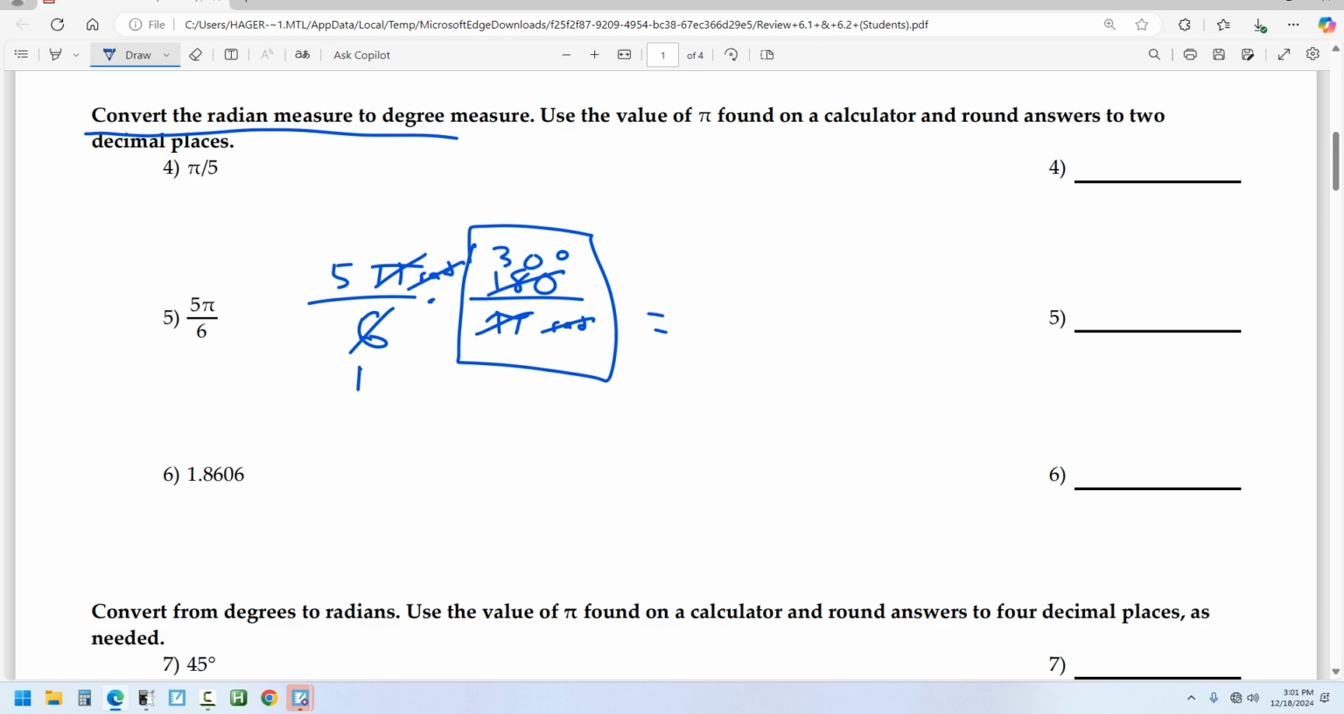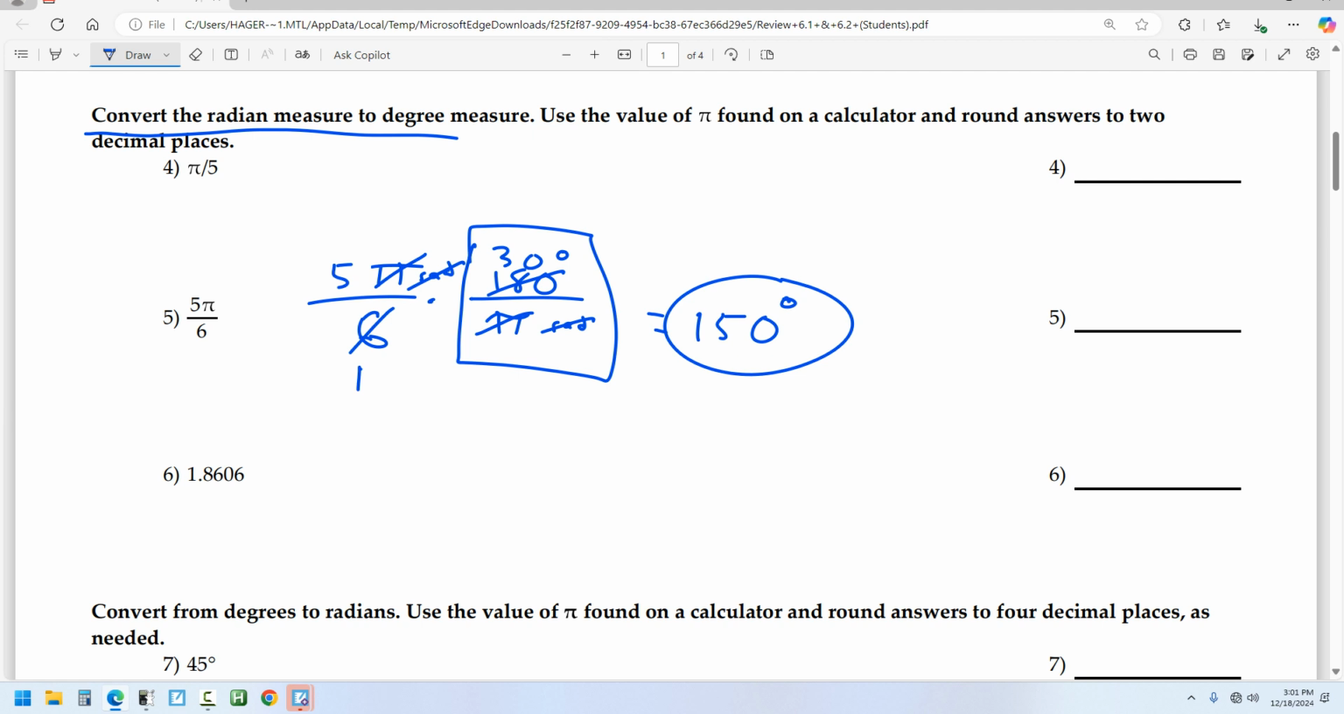So if we multiply what's left, what do we get for our final answer? 5 times 30 is 150. Yep, 150. We're converting to degrees, right? So 150 degrees.